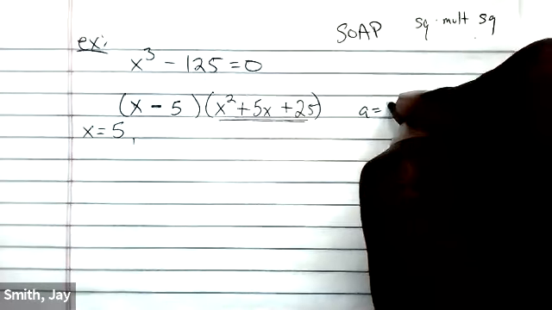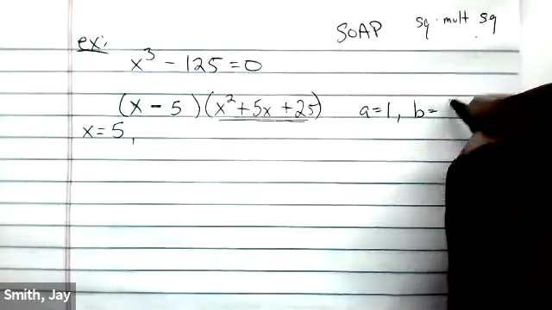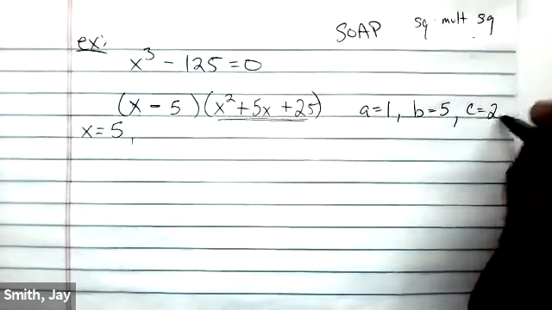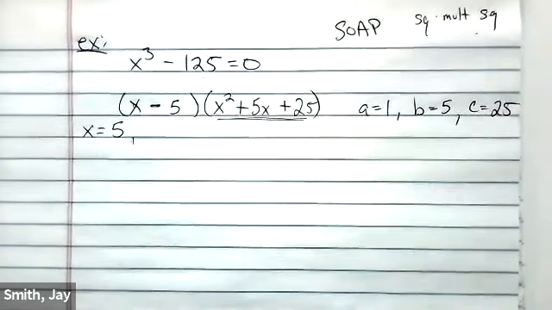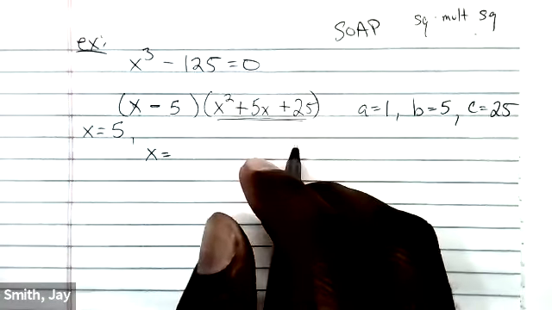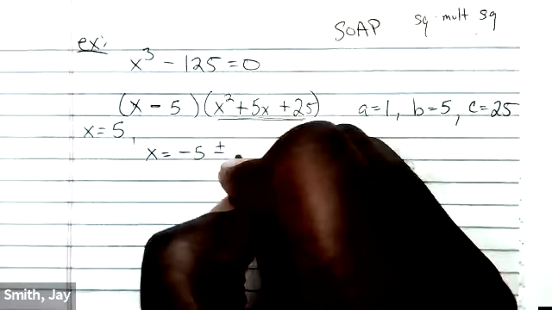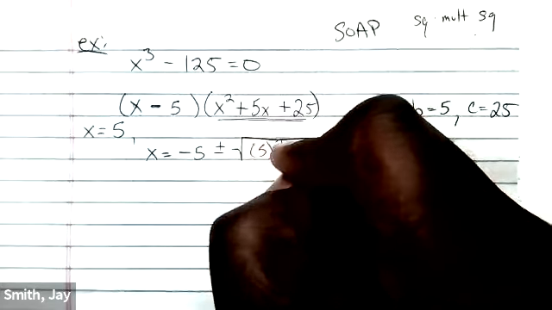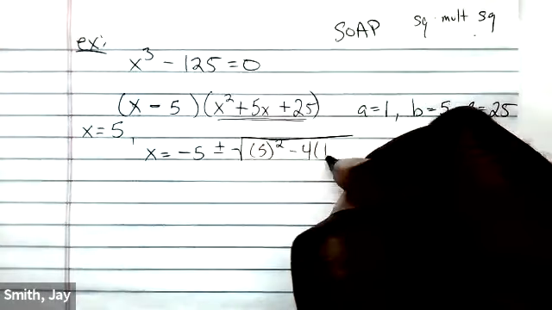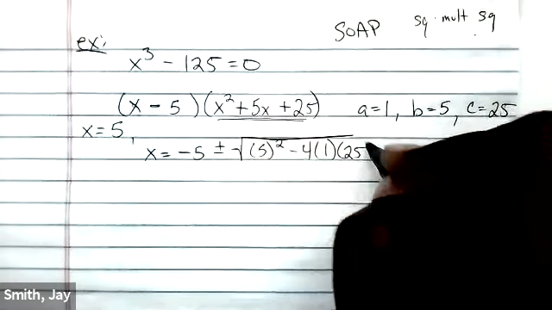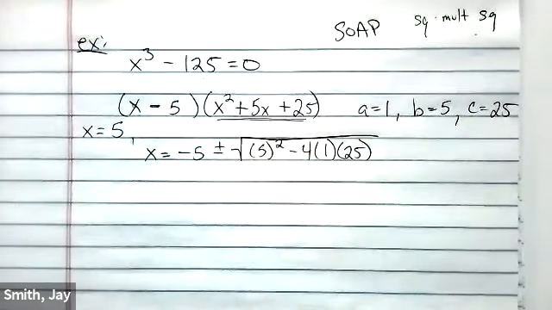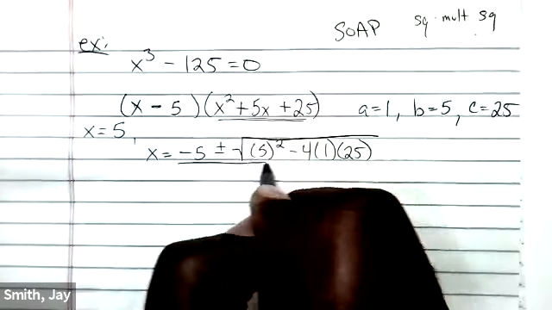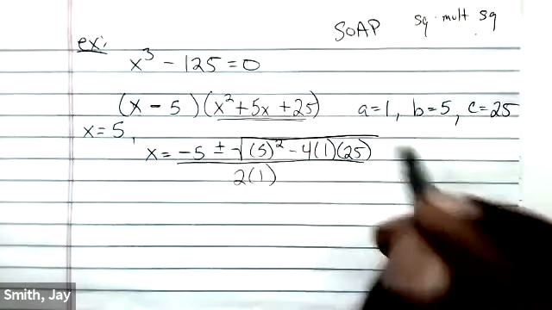So here my a is 1. My b is 5. My c is 25. All right, plugging everything into the appropriate place. We're going to have negative b, or -5, plus and minus the square root of b squared, or 5 squared, minus 4 times 1, which is a, times c, which is 25. Now, all of this is being divided by 2 times a, or in this case, 2 times 1.